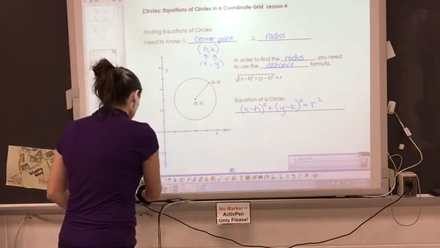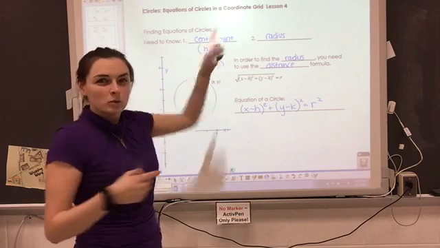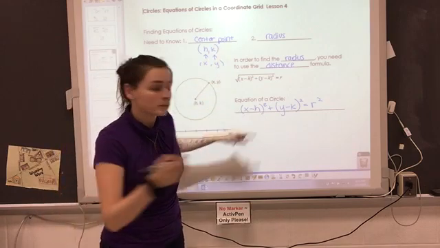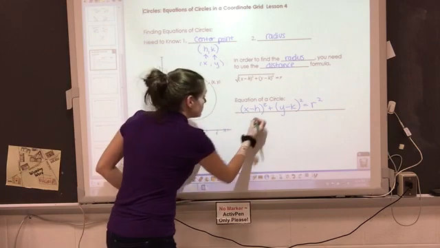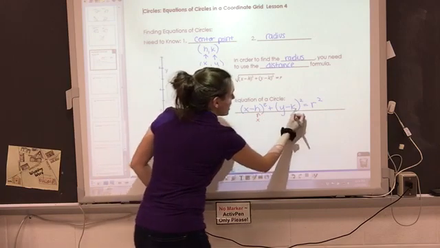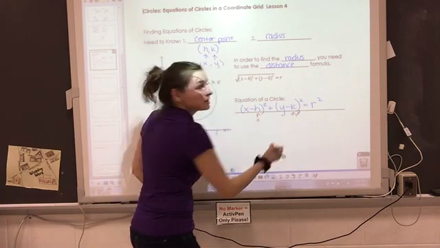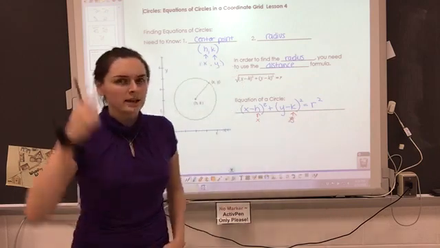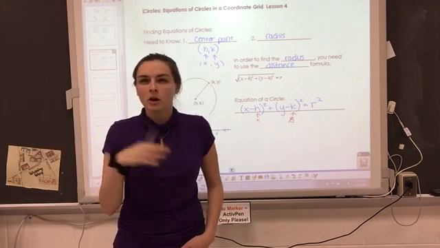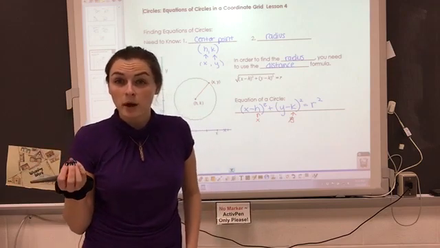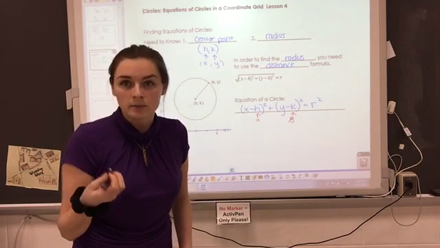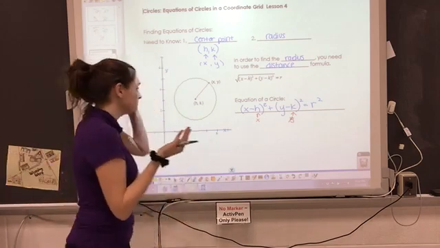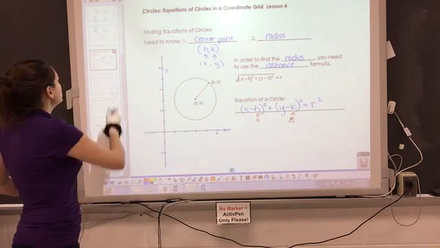So, again, what did we just talk about? H was going to represent what again? Yeah, the x value of my center. And K is going to represent the y value. Good. And our radius, again, think back to that first video that we talked about all of our definitions. Radius was going to be what? Half of the diameter. Good. So from the center point out to one edge of our circle. Okay? So, moving right along.